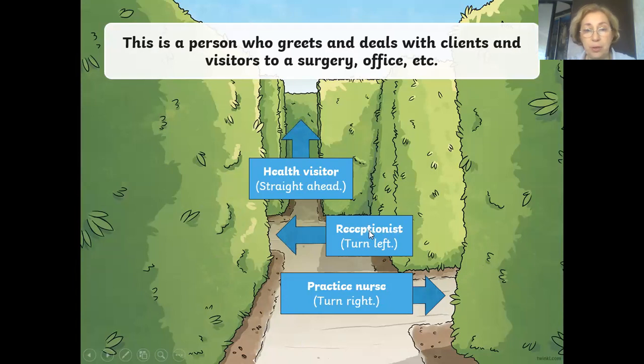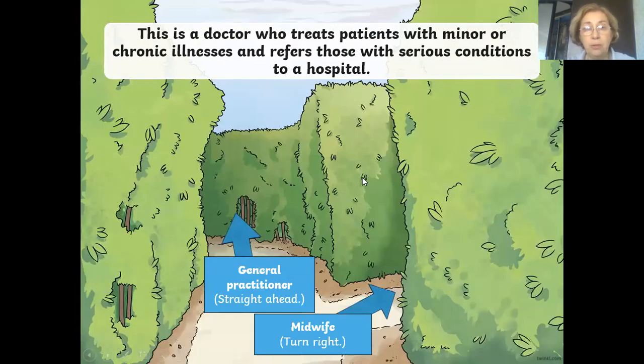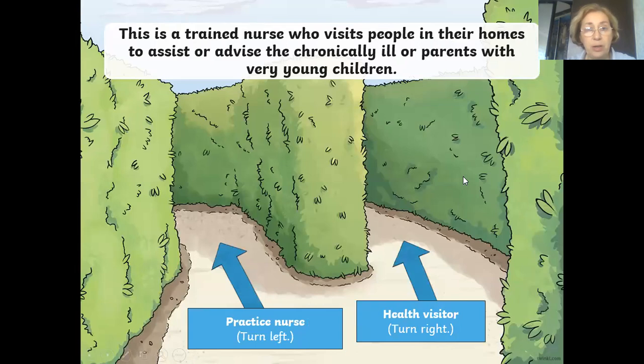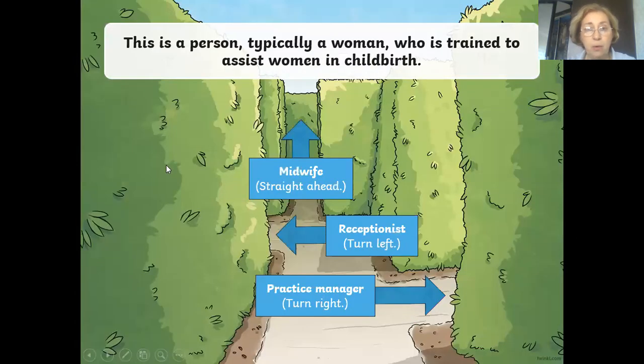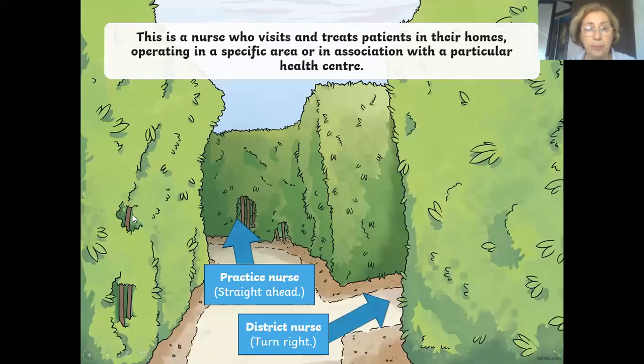Reception. Receptionist. Doctor who treats patients with minor chronic conditions: the general practitioner. Trained nurse who visits people in their homes to assist and advise the chronically ill: the health visitor. Woman who is trained to assist women in childbirth: the midwife.